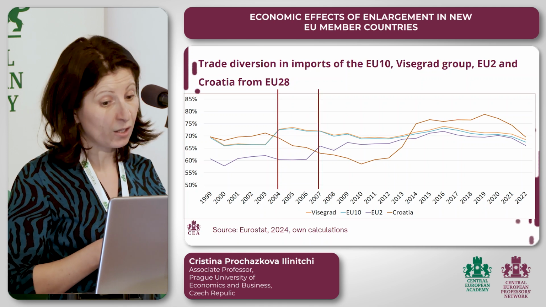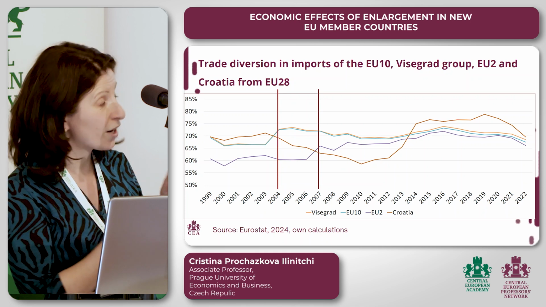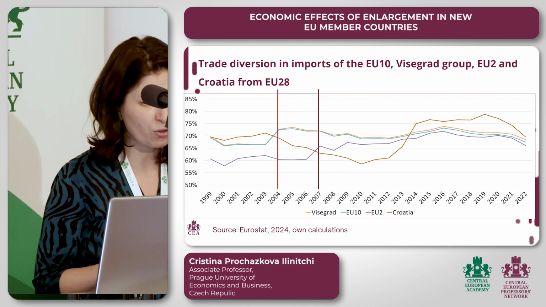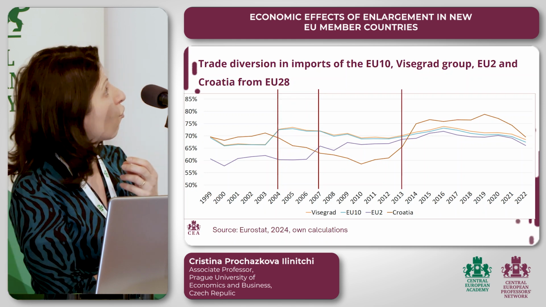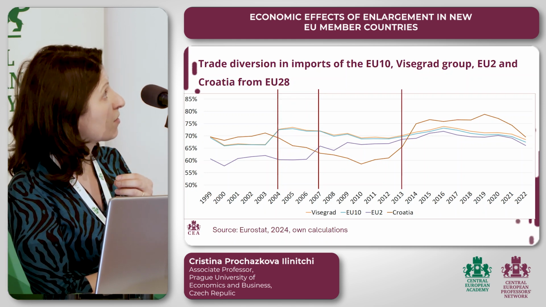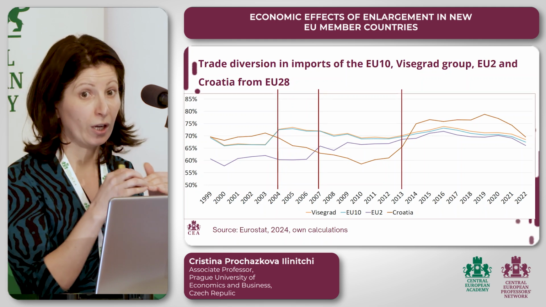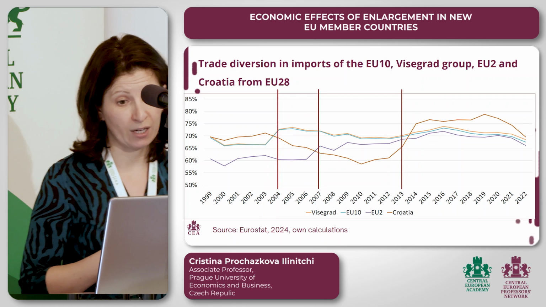Then we have the next enlargement years, but of course the result for the EU 2 were impacted also by the financial crisis, so maybe it's not so convincing here. For Croatia, the trade diversion is quite convincing, first because the levels before the accession were quite low, so I would say the reserve was quite high. There was space for trade diversion.